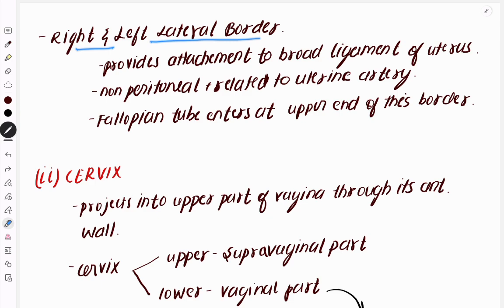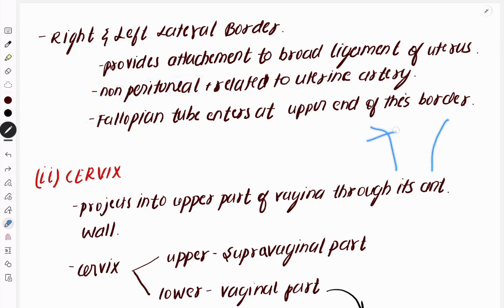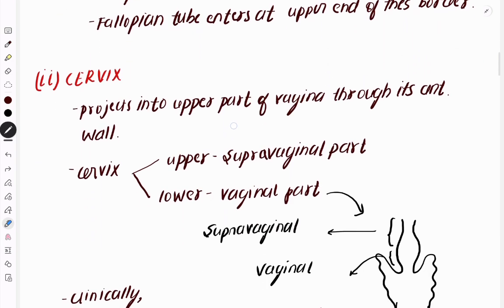Right and left lateral borders of the uterus. These right and left borders are attached to the broad ligament of the uterus, which we'll discuss further, and they are not at all covered by peritoneum. Therefore these borders are non-peritoneal and are mainly related to the uterine artery. Here we have the uterine artery as well as the attached broad ligament, and the fallopian tube enters the uterus at the upper end of this border.